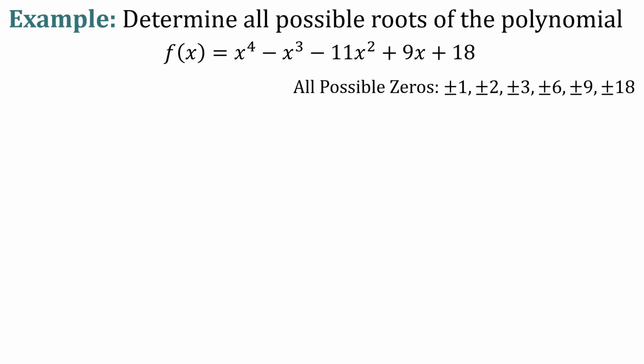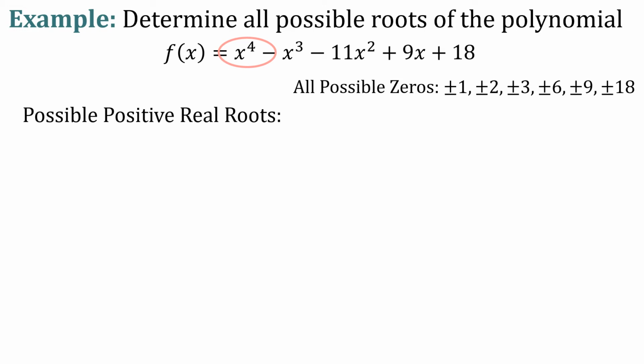Now, looking at what we learned in the last video, for our possible positive real roots, we're going to use Descartes' Rule and look for sign changes. So f of x equals x to the fourth, which is positive, negative x cubed minus 11x squared plus 9x plus 18.